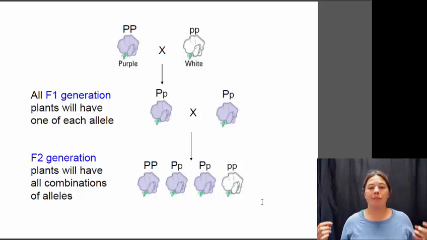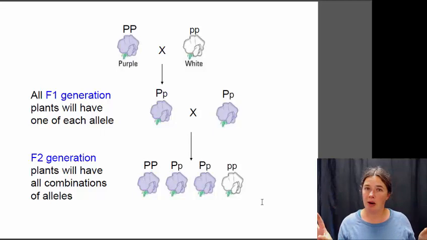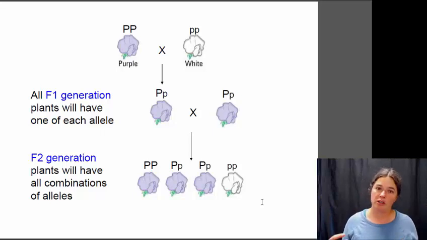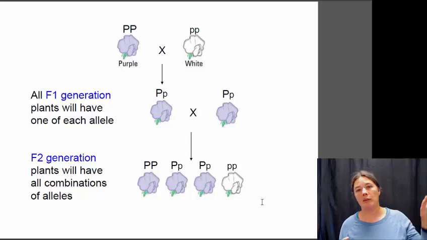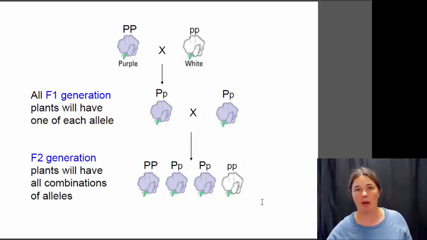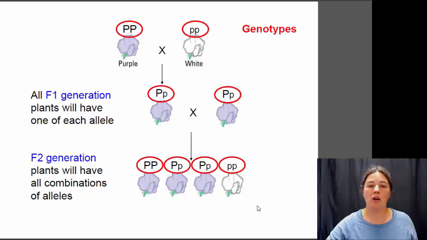The F2 generation: if you take those big P, little p babies, let them grow up, and cross them with each other, then you get the F2 generation. The F2 generation is going to have a mix. There's going to be some that are big P, big P, some that are big P, little p, and some that are little p, little p. When we're looking at this set of traits, these are our genotypes.